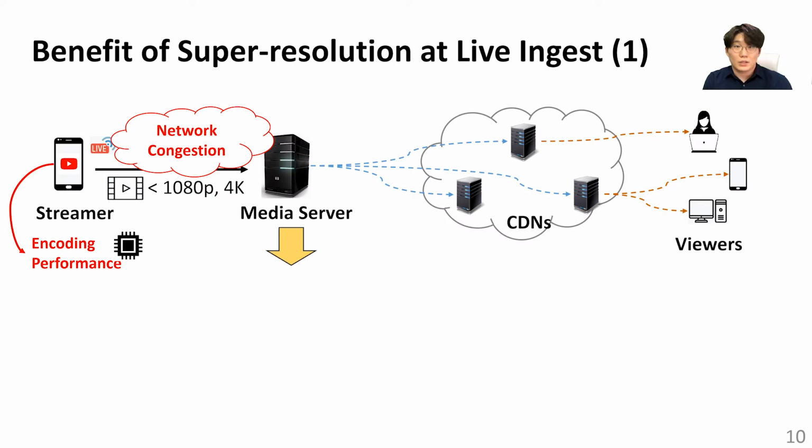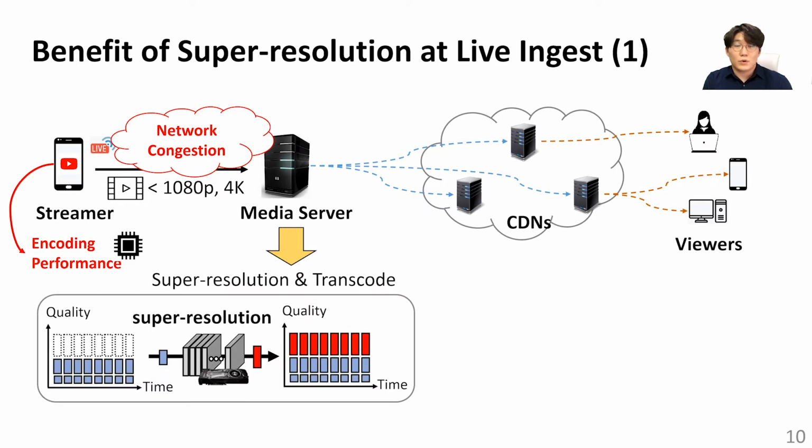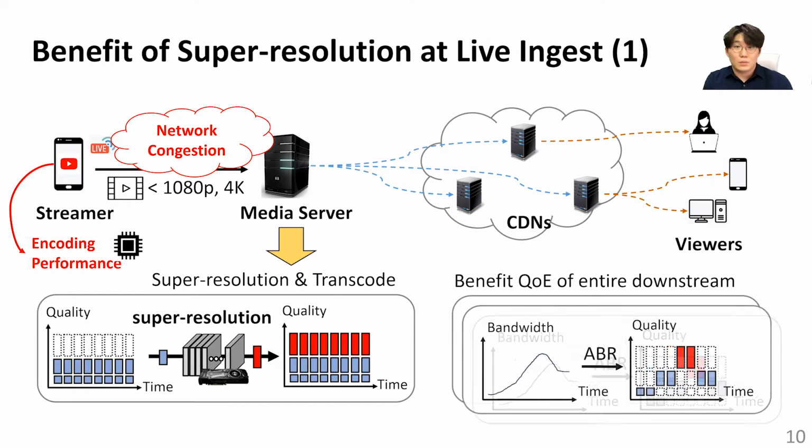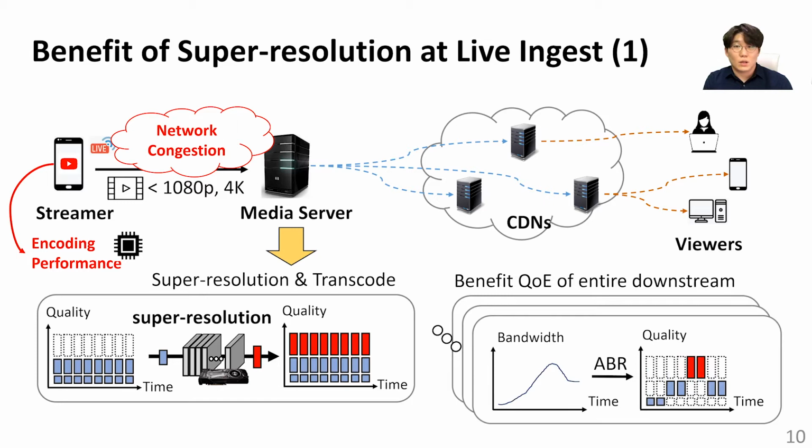And our answer is LiveNAS. By leveraging the computing power at the ingest server, we can apply super resolution on the original ingest stream at the ingest side before its distribution to the end viewers. Since the high-quality video is now available at the media server, this enables thousands of viewers to download a high-quality live stream if they have enough bandwidth themselves.